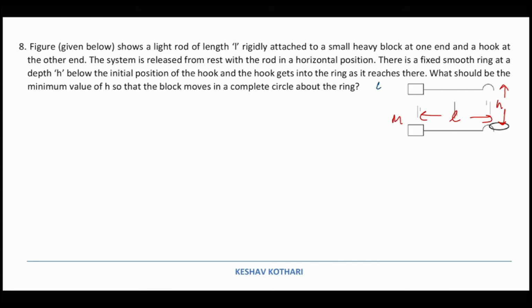the speed is equal to 0, and as it lowers by a height h, the block attains a value which is equal to v naught. The block will attain a value equal to v naught.